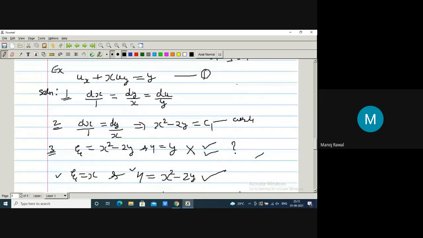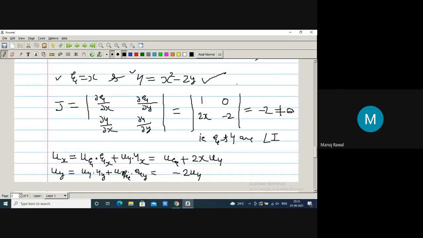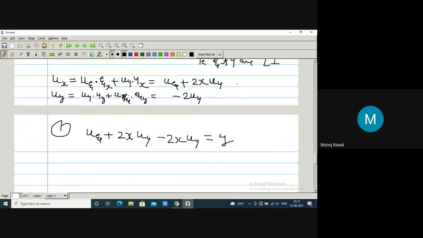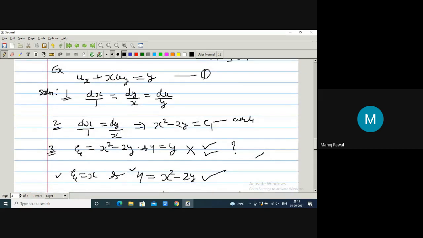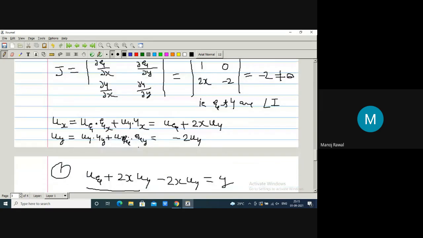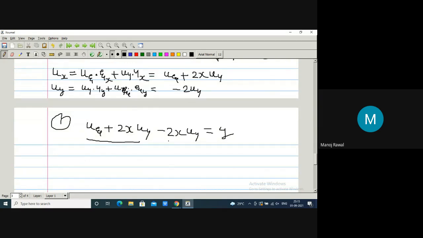So my given differential equation is ux. What we have got for ux? U xi plus 2x u eta. So have I written this? Yes. U xi plus 2x u eta I have written. Then we have x into uy. So uy is coming out to be minus 2 eta, but x also we have to multiply. That's fine. And is equal to y. So this will get cancelled. This will get cancelled. So we are left with u xi is equal to y. Is that fine, students?